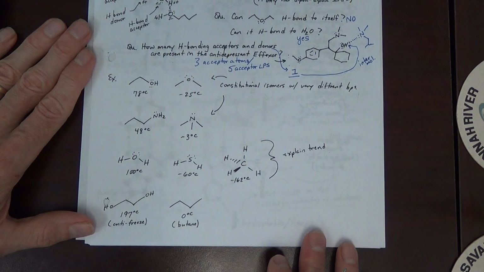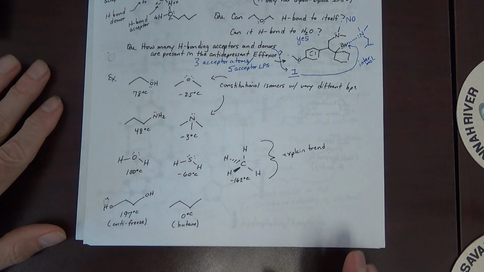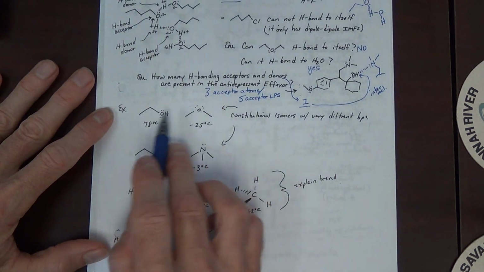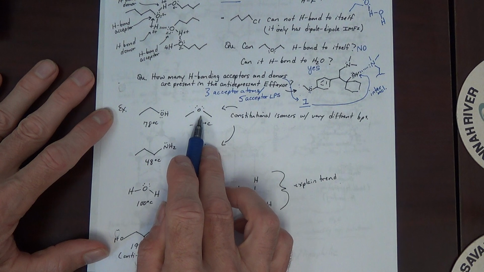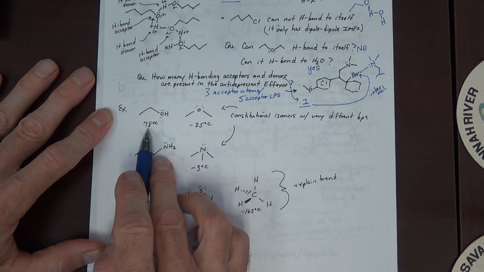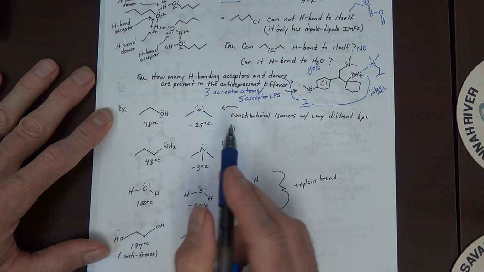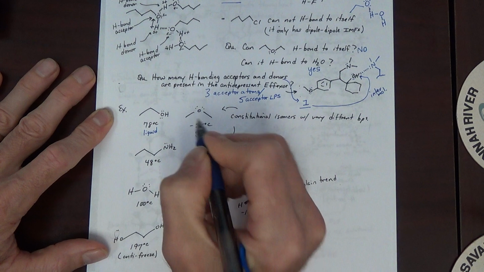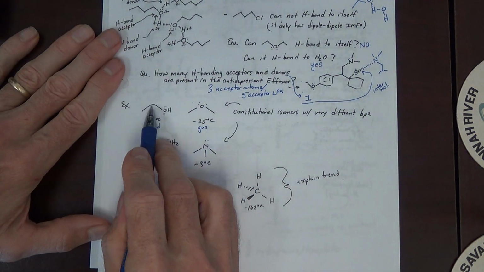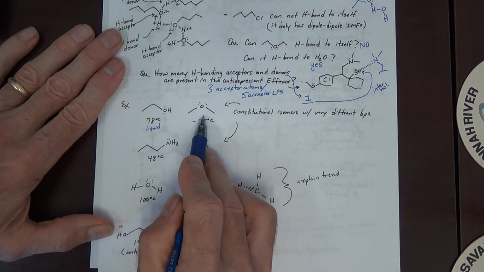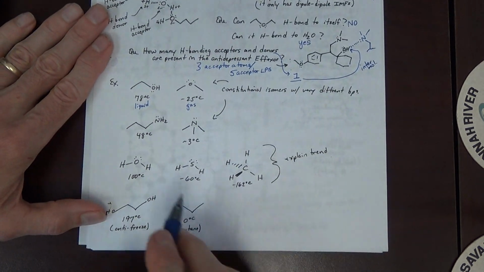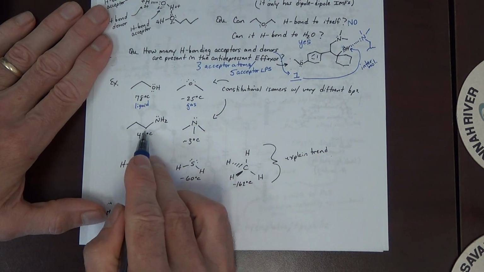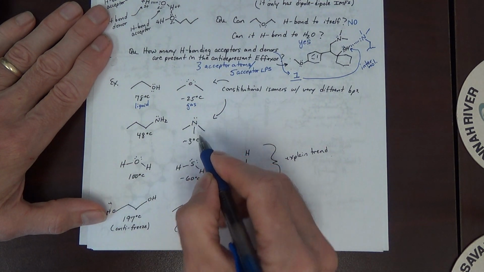Some other examples of how hydrogen bonding can greatly influence boiling points. These two are constitutional isomers, same formula. The alcohol has a much higher boiling point than the ether. The ether is actually a gas at room temperature, and the alcohol is a liquid. Why? Well, the alcohol can hydrogen bond to itself. The ether cannot. These two amines, constitutional isomers, the primary amine can hydrogen bond to itself. The tertiary amine cannot.